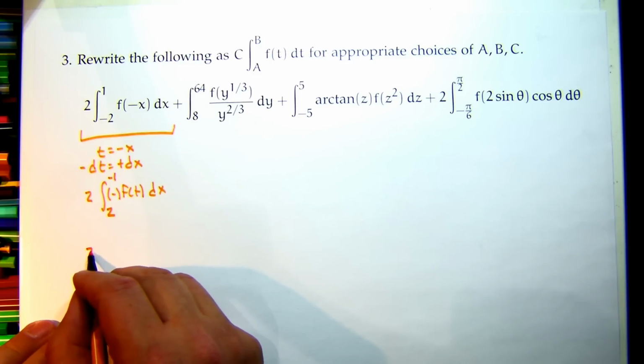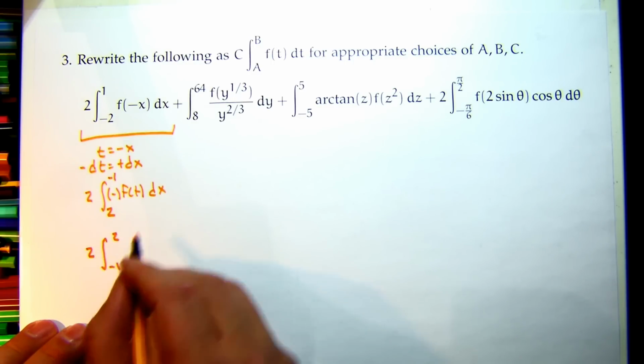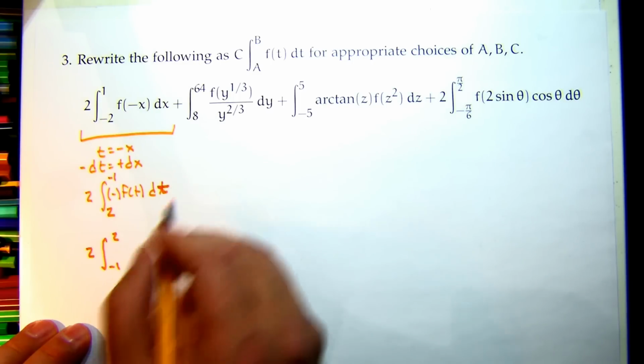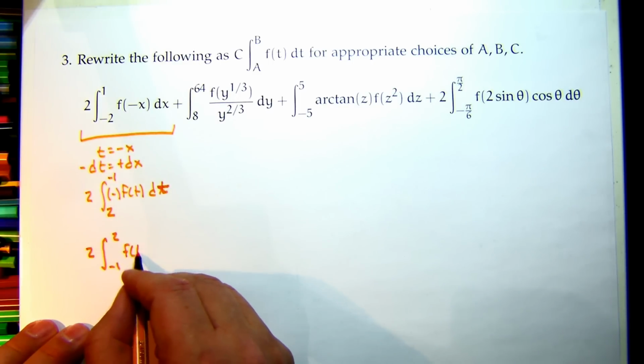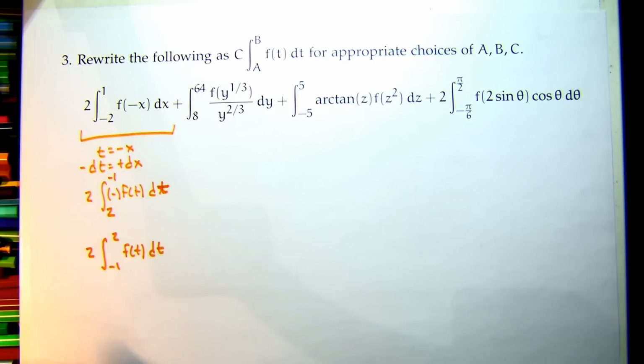So we're going to get 2 times the integral from -1 to 2. And I put dx there. I should have put dt. I'm so sorry. Double check. f of t dt. There we go. So that's the first integral. Well, you always got to start out with a warm-up one. Okay. Now let's go to the next one.